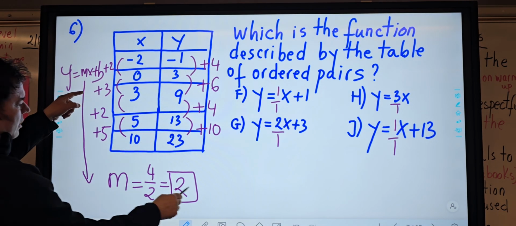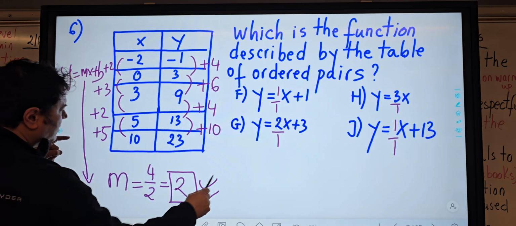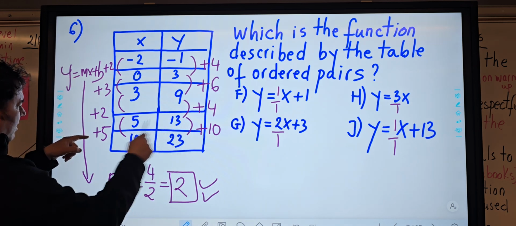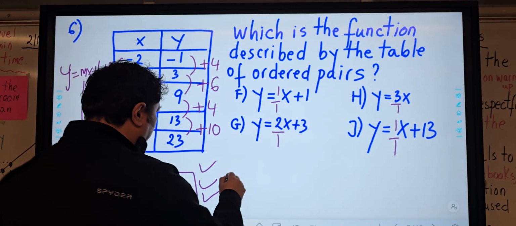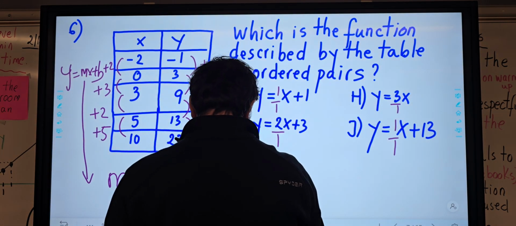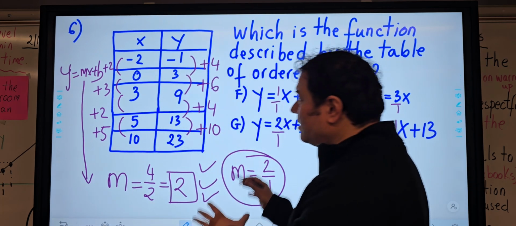6 divided by 3, we get 2. Okay, 4 divided by 2, we get 2. And then 10 divided by 5, we get 2. So our slope is 2, or 2 over 1. Okay, so m equals 2 over 1. So we got the m, we got the rate.